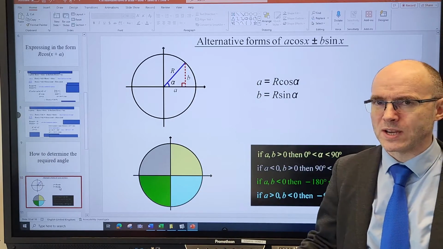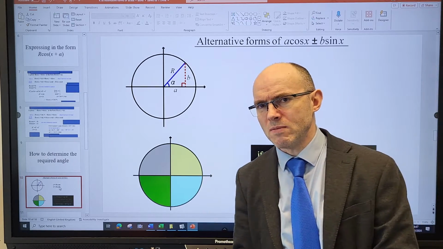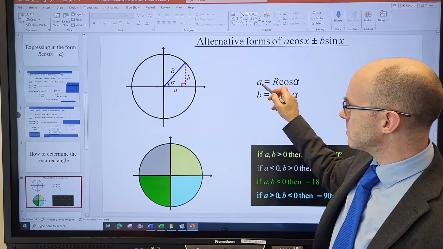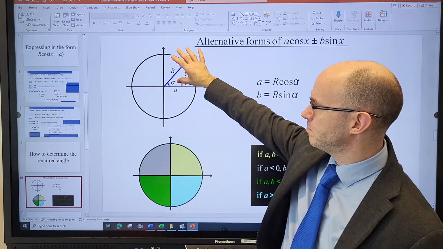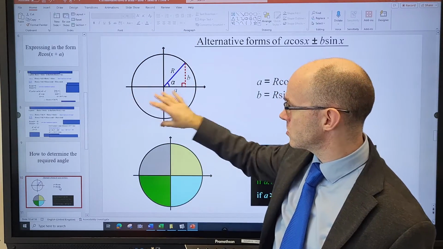So glad you're happy with that. What that means is, generally speaking, the a there stands for the x coordinate, the b stands for the y coordinate, and the coordinates could be in this quadrant, this quadrant, this quadrant, or this quadrant.